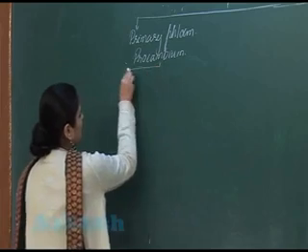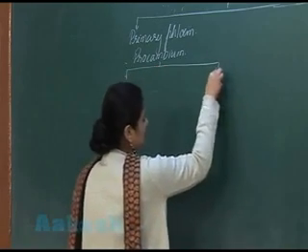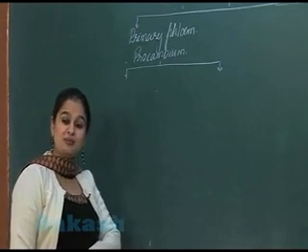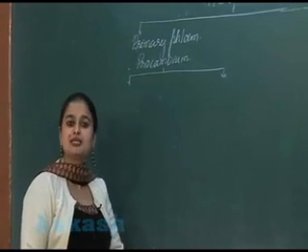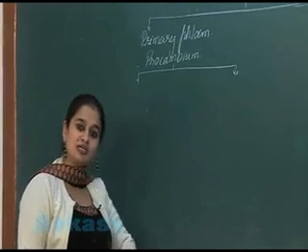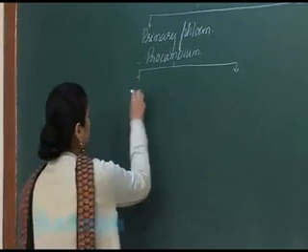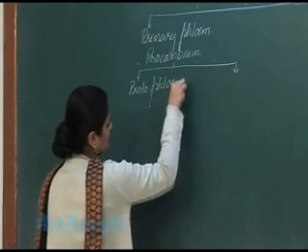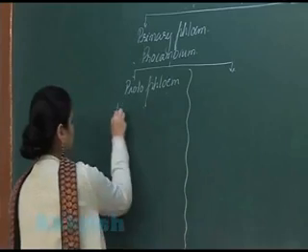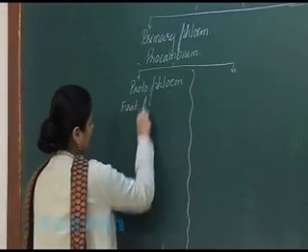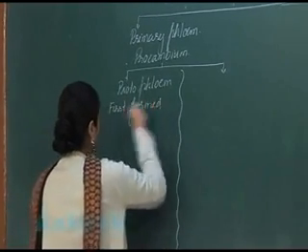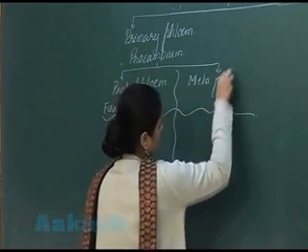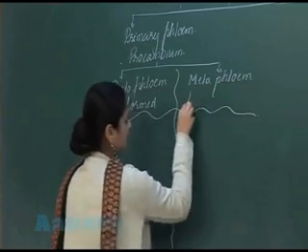Now the primary phloem, just like the primary xylem, is divided into two types. It is of two types. The primary phloem which is formed first is protophloem, and that which is formed later is metaphloem. Protophloem is first formed. Metaphloem is formed laterally.